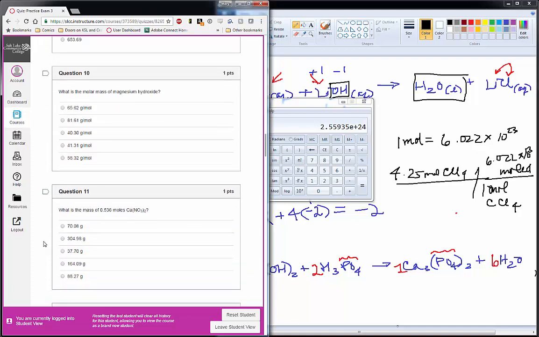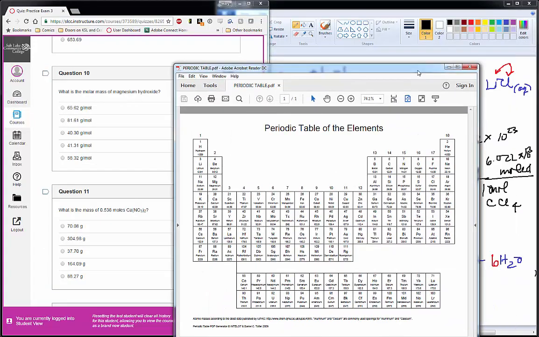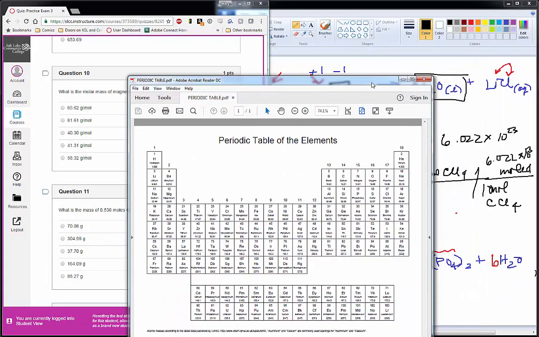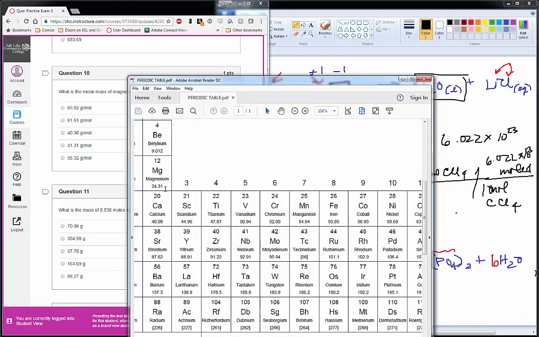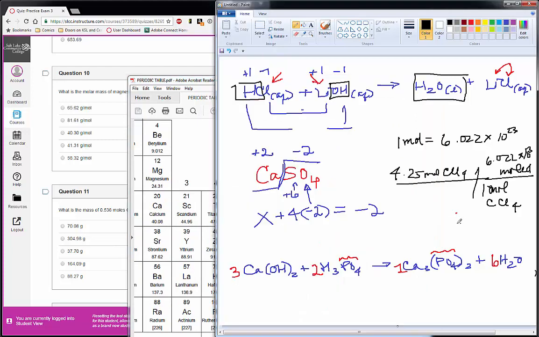Next, what is the molar mass of magnesium hydroxide? I'm going to have to pull up a periodic table for this. Here's my periodic table. I need magnesium and hydroxide. I'm going to zoom in here. Hopefully you can see magnesium is 24.31.